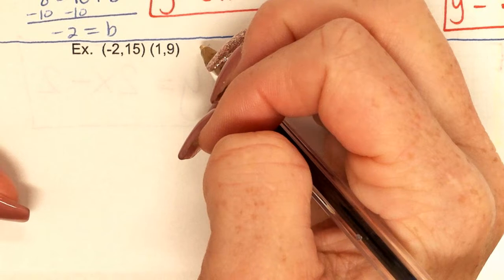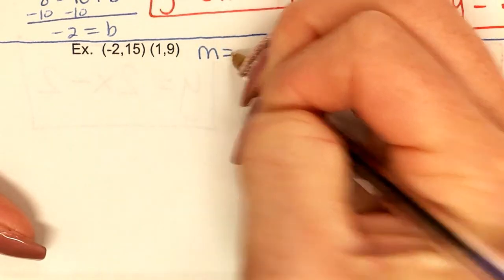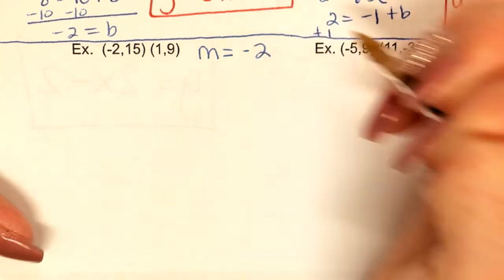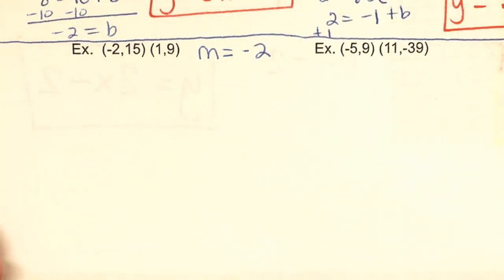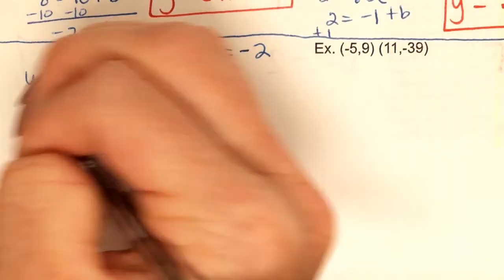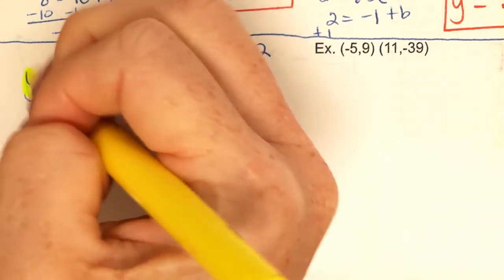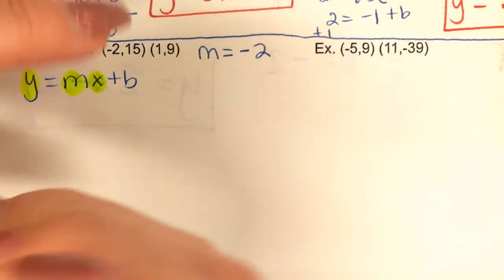Okay, check your M real quick. Did everybody get the M for this? What was your M? -2. Very good. Okay. Now solve for the B by plugging in a Y, an M, and an X.